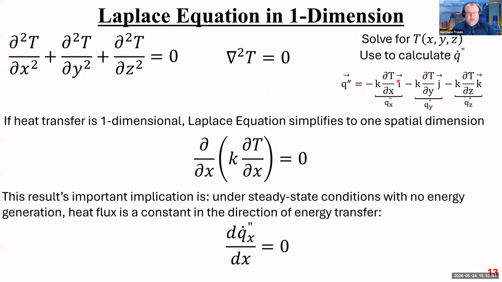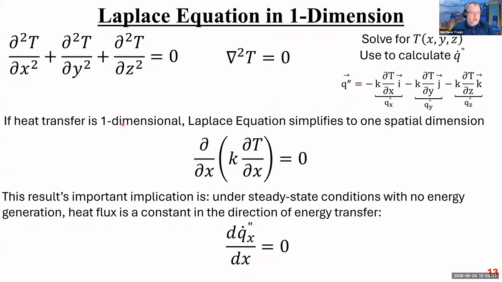So once I get the temperature, I can take the derivative with respect to x, with respect to y, with respect to z. Each one of those derivatives corresponds to the flux in the x, y, and z direction respectively, right? And then I can add them together and get the total heat flux. So this will be used later, once we get the temperature field.